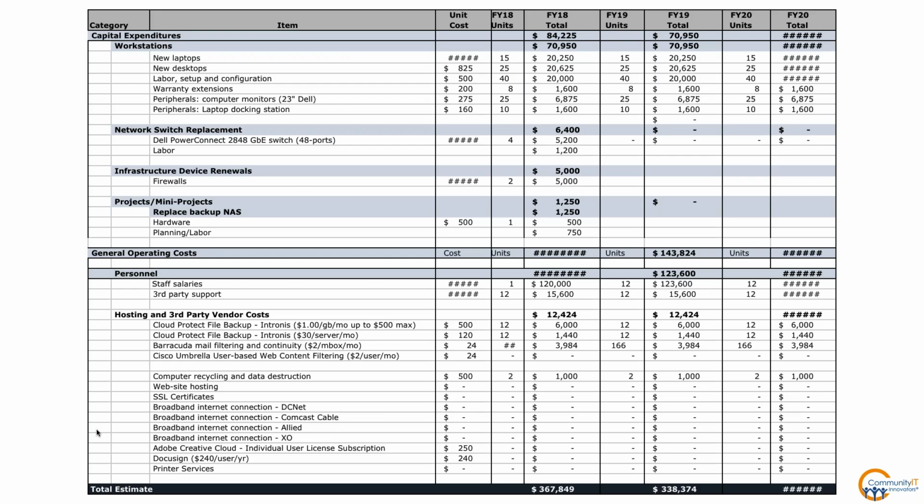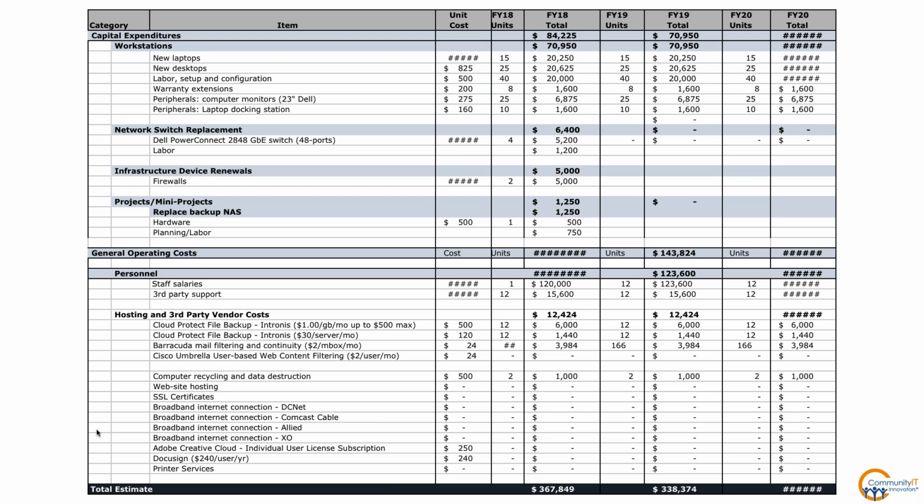So this is an illustration of what your budget might look like. It's got the two large categories of capital expenditures and general operating costs. Each of those is divided up into a mix of labor or personnel costs, and services costs down here at the bottom. You're basically taking that inventory that you put together in the preparation phase and categorizing it in a way that makes sense, and then identifying costs associated with it.